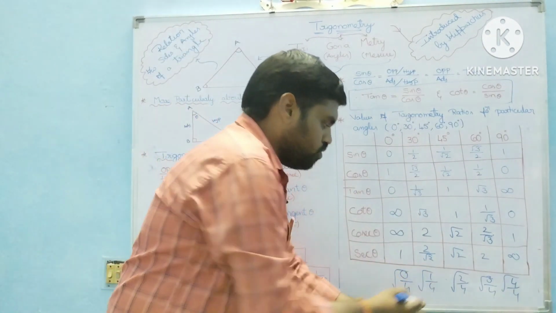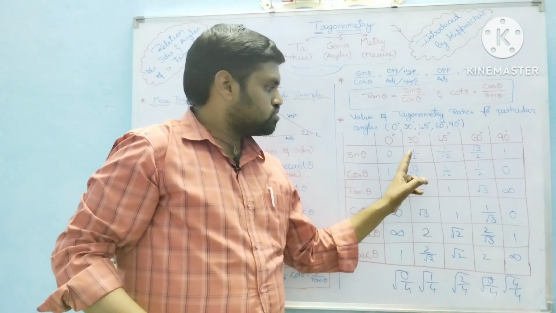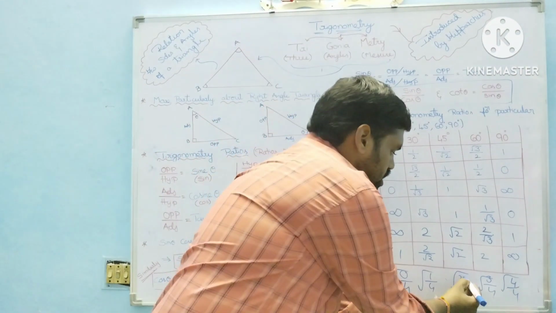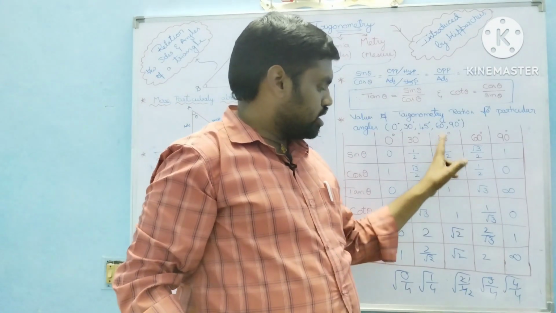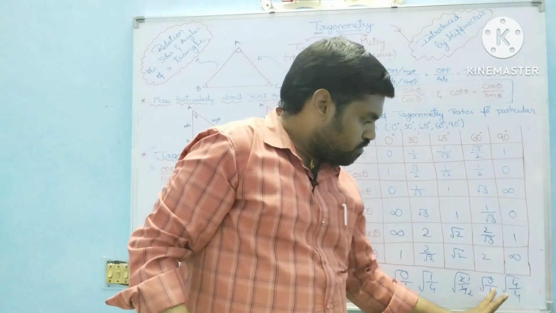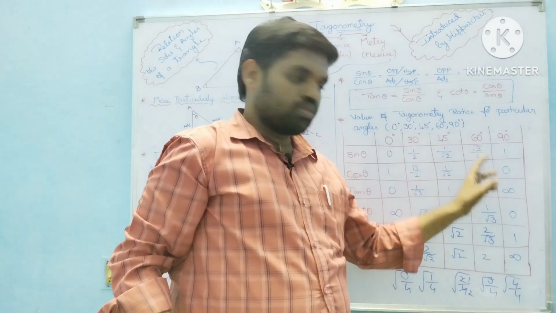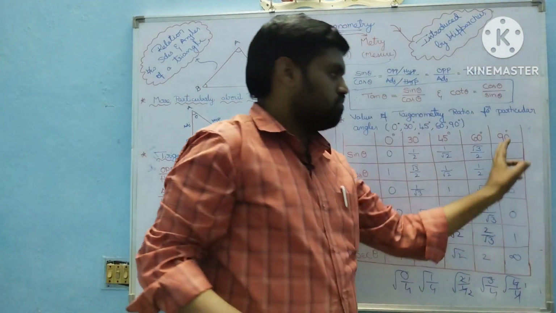Now here 1 by 4, root 1 means 1, root 4 means 2. So it's 1 by 2, the second value. Here 2 by 4, the 2 cancels, so root 1 means 1, root 2 stays the same, 1 by root 2. Here root 3 means root 3, root 4 means 2. Here 4 by 4 cancels, so root 1 is 1.